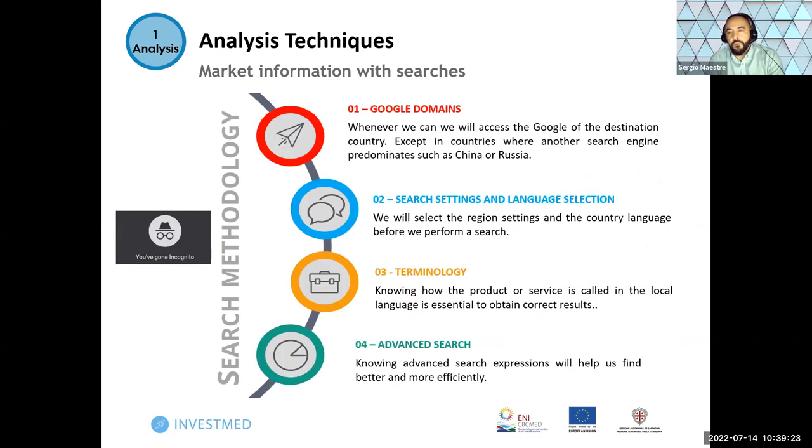For that, we apply a methodology of searches. I will explain it with Google, and I will show you how to perform these searches. First of all, we have to use an incognito window. All the browsers have an option to select incognito windows, or private search if you're using Firefox. We have to select the correct Google domain. We have to select in search settings the language and also the country. And we have to use the correct terminology for this product in that country. Okay, let me show you.